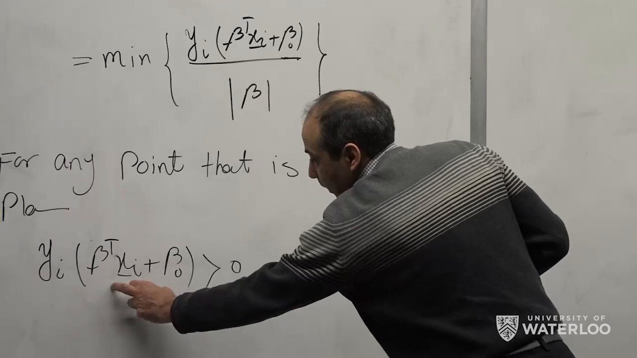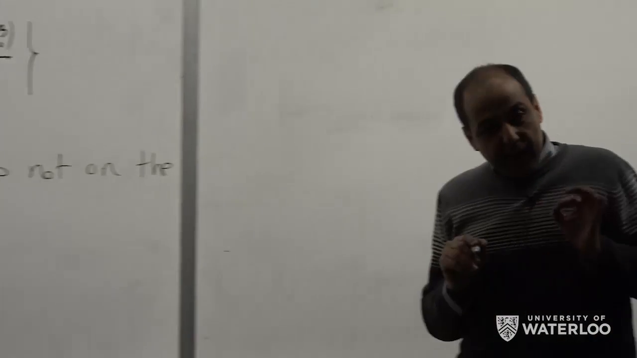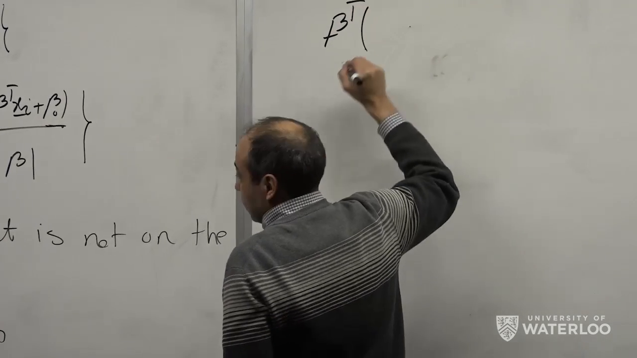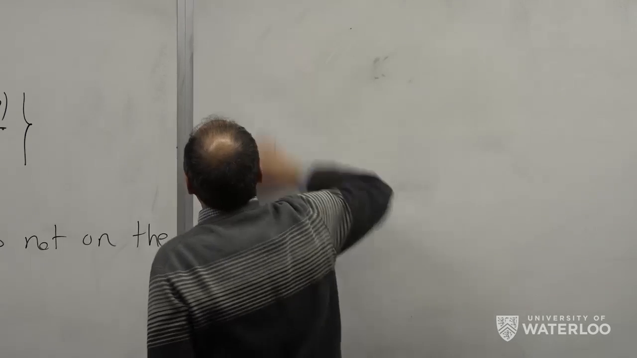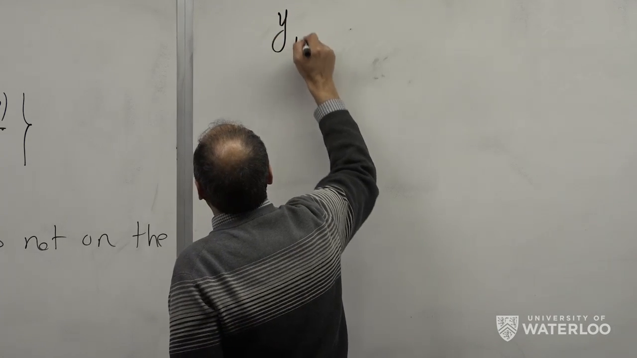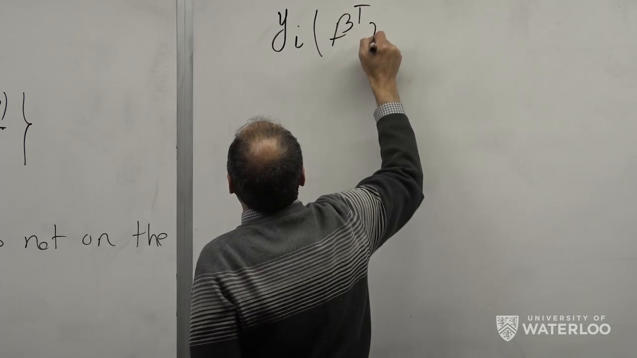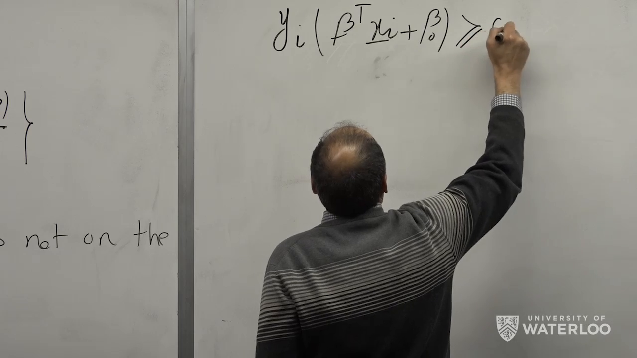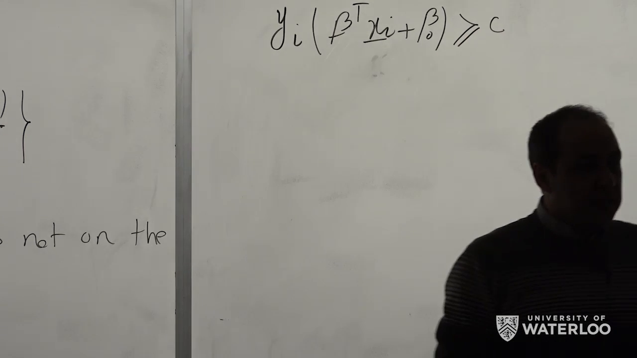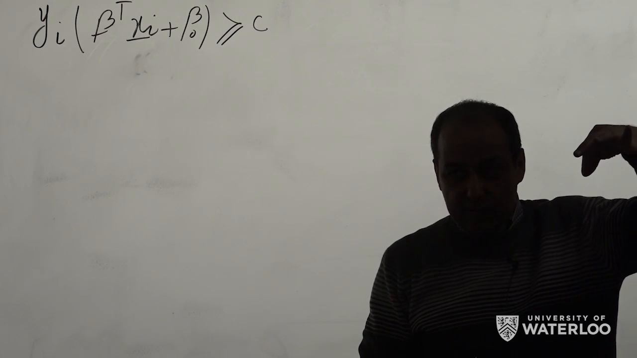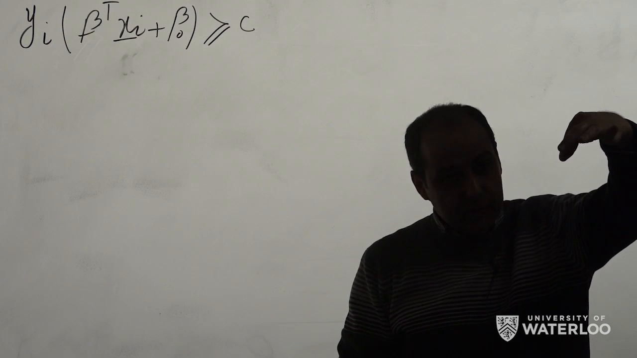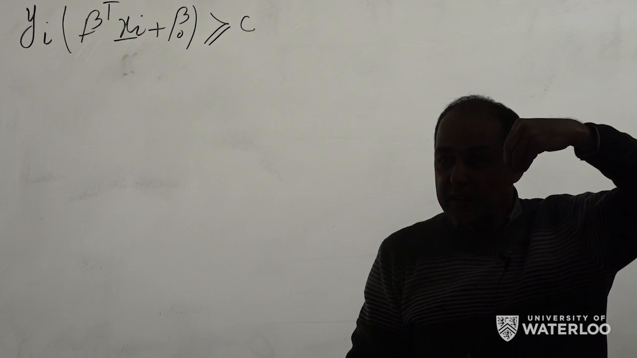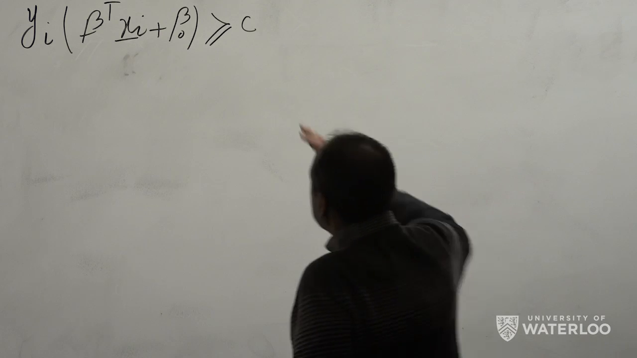So if yi times beta transpose xi plus beta null is greater than 0, it means that yi times beta transpose xi plus beta null is greater than or equal to c. It's greater than 0. That I'm sure. It can't be equal to 0. It's greater than 0. So there is a number c such that it's either greater than c or is equal to c.